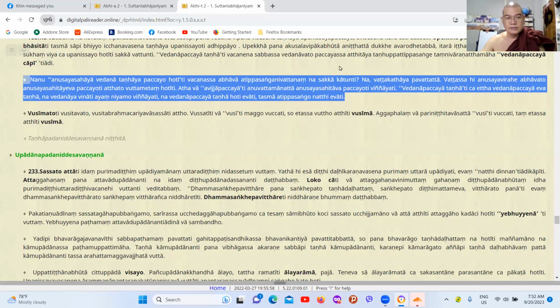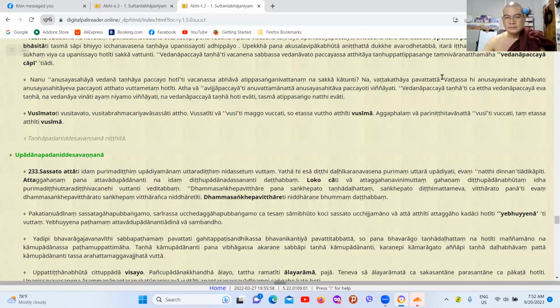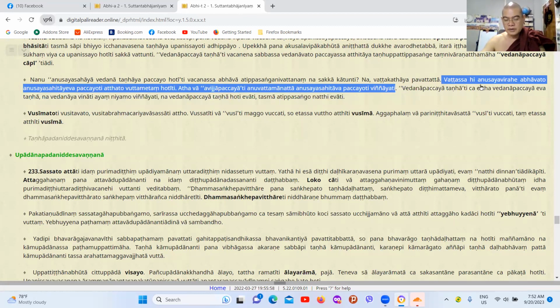What does "Anusaya virahe abhavato" mean? Anusaya virahe refers to the arahat who has no more anusaya, who has removed anusaya. Abhavato means no more. "Anusaya sahita eva pajjo." The vedana should be the vedana with anusaya only. That's why anuvattamanata. It is the meaning.